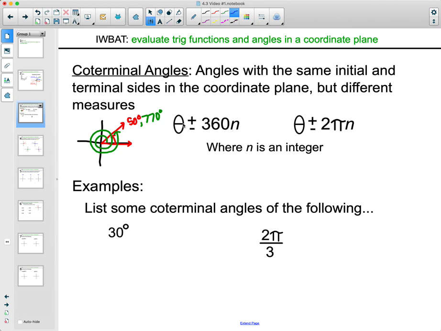So you would take your angle, 50, and then add or subtract rotations of 360 as many times as you wanted. So I did twice in this case. You could do 4, 5, 1, 82, whatever you want. If you're in radians, then you're going to be adding 2 pi n. So 2 pi in radians is a full rotation.